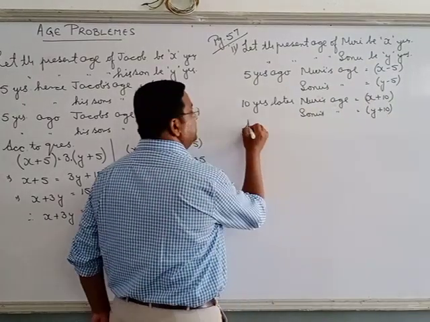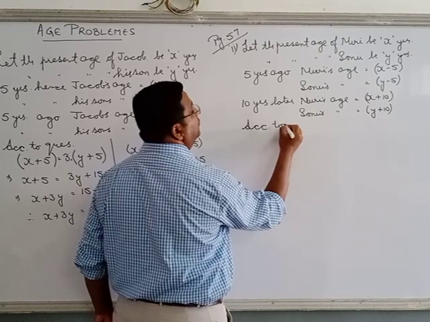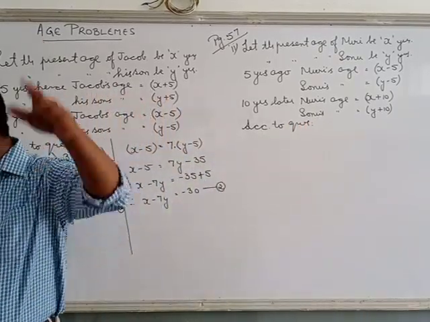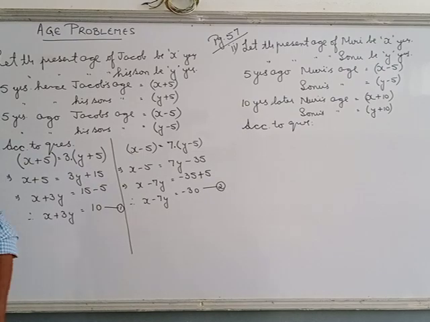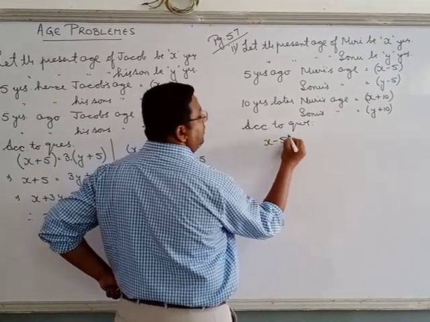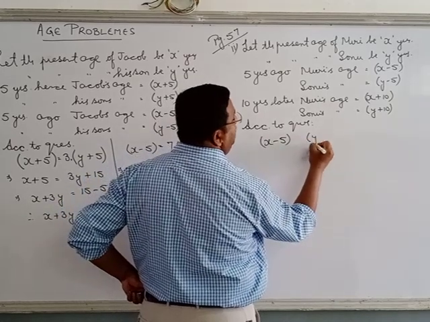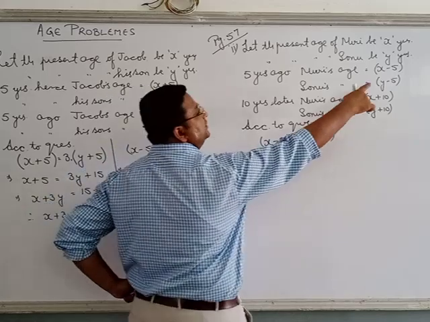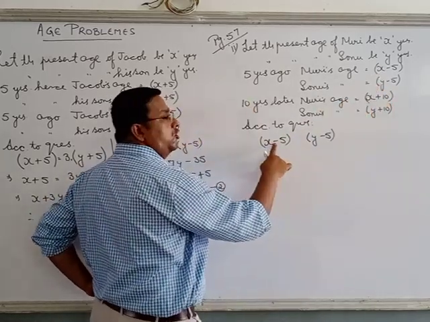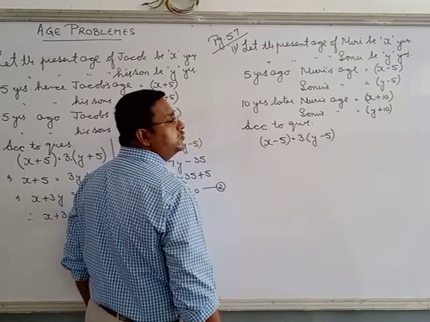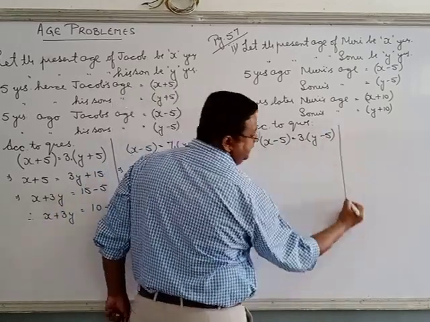What are the conditions given to us according to the question? Read it. 5 years ago, Nuri was thrice as old as Sonu. Nuri, 5 years ago, x minus 5 and Sonu, y minus 5. This is Nuri's age, this is Sonu's age, 5 years ago. 5 years ago, Nuri's age was 3 times or thrice as old as Sonu. So 3 into y minus 5.